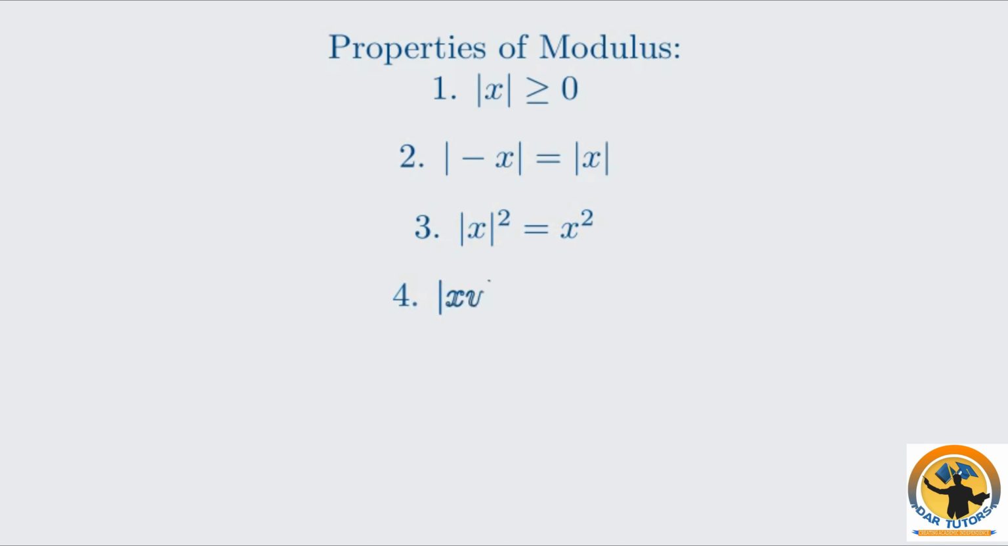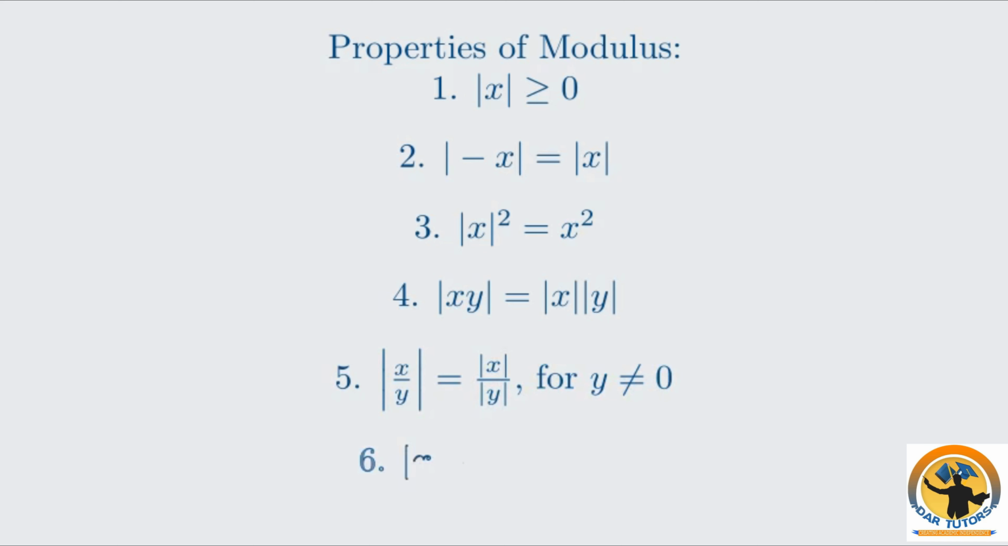Fourth, the modulus of a product is the product of the moduli. This means you can split the modulus over multiplication. Fifth, the modulus of a quotient is the quotient of the moduli, provided the denominator is not 0. You can also split the modulus over division. Sixth, the modulus of x minus y is the same as the modulus of y minus x. This property is very intuitive if you remember that modulus represents distance. The distance from x to y is the same as the distance from y to x. These properties are powerful tools. For instance, the property that the modulus of x squared equals x squared is often used to solve modulus equations by squaring both sides, which eliminates the modulus bars.